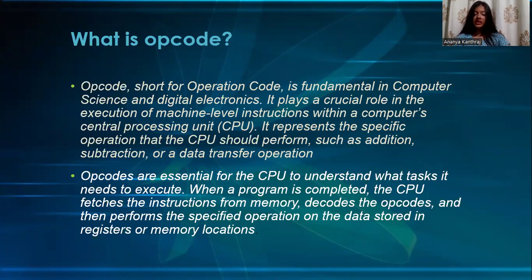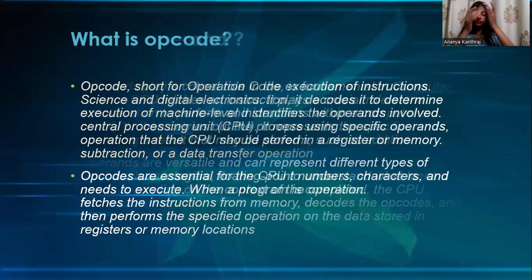When a program is compiled, the CPU fetches the instructions from the memory, decodes the opcodes, and then performs the specified operation on the data stored in the registers or memory locations.